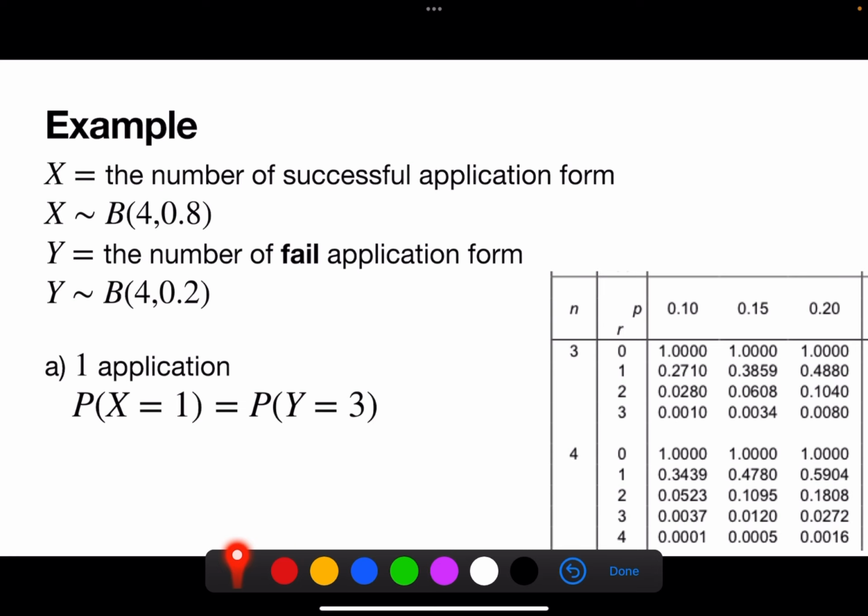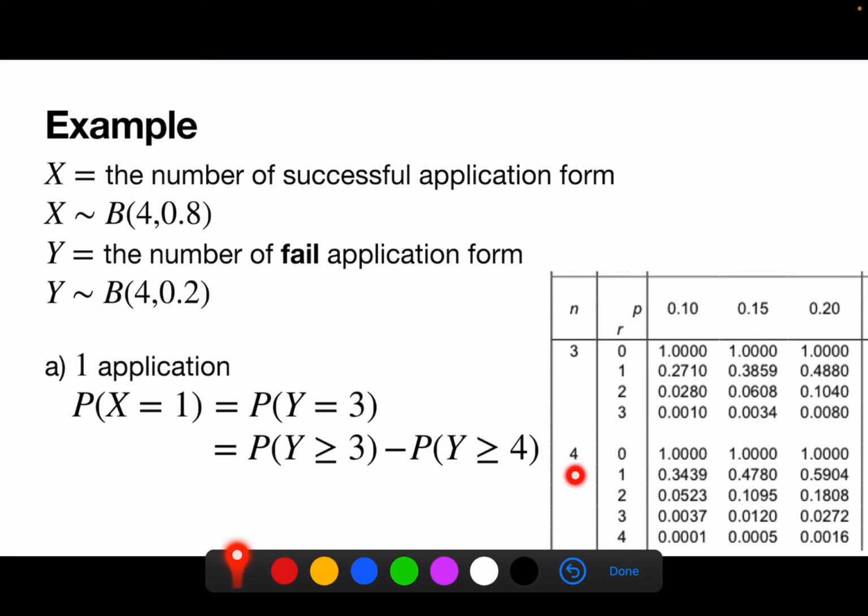4 minus 1, we're going to get 3. The symbol for equals is still the same. If you're using the table, probability of y greater than or equals to 3 will minus with the number after 3. The number after 3 is 4. So we're going to minus with probability of y greater than or equals to 4. Look at your table, n is 4 and p is 0.2.